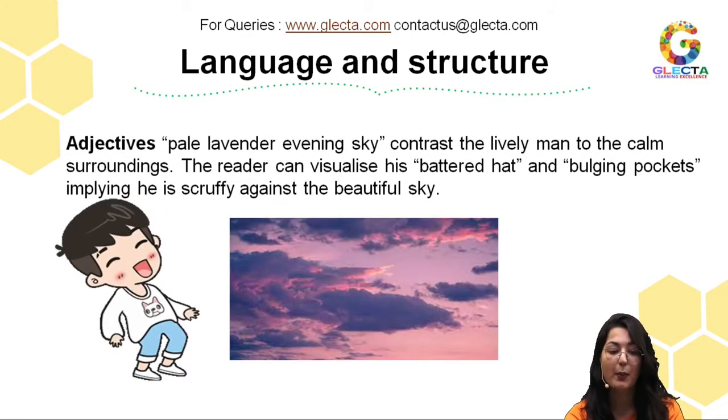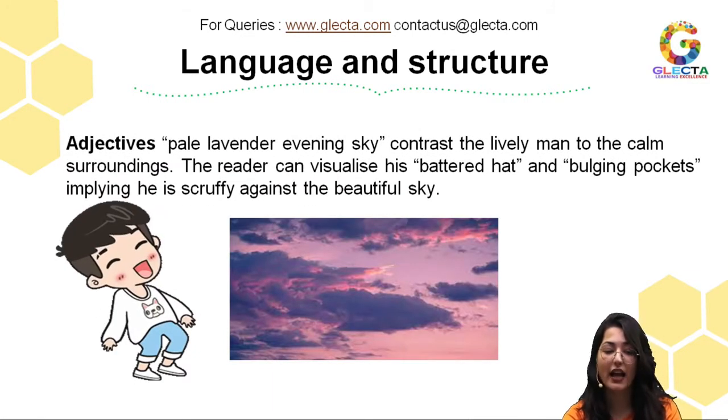Adjectives. Pale lavender evening sky contrasts the lively man to the calm surroundings. Here, there is the contrast. Contrast means being opposite. The reader can visualize his battered hat. Battered means old hat. Bulging pockets. Bulging means pockets coming out. He is scruffy against the beautiful sky. Scruffy means dirty against the beautiful sky.